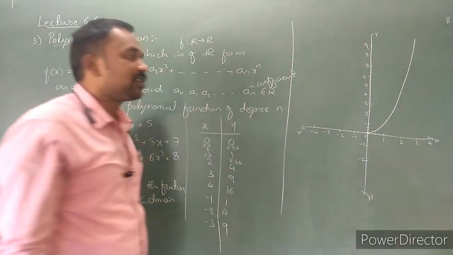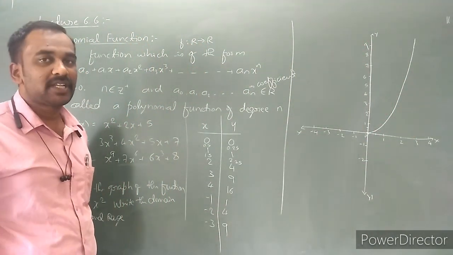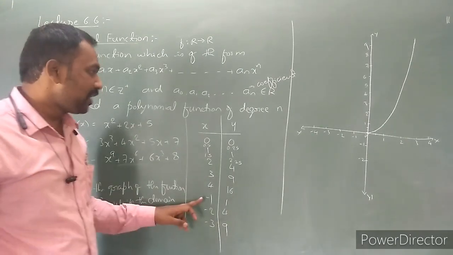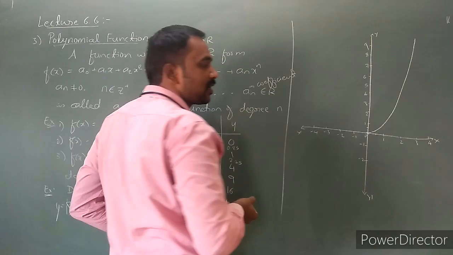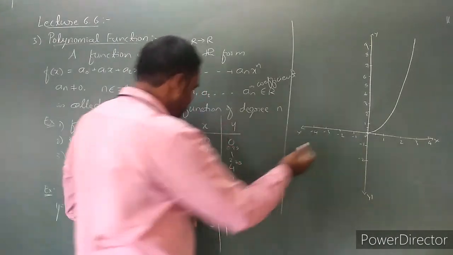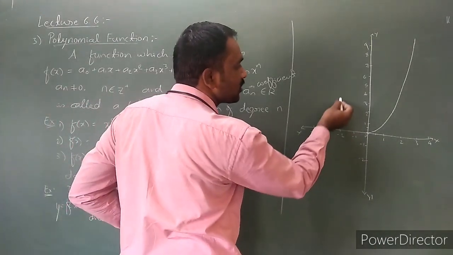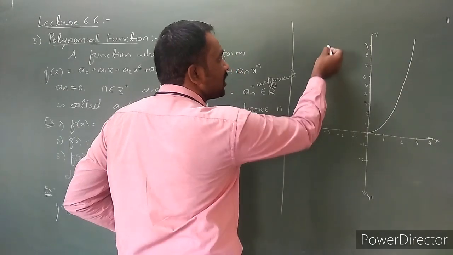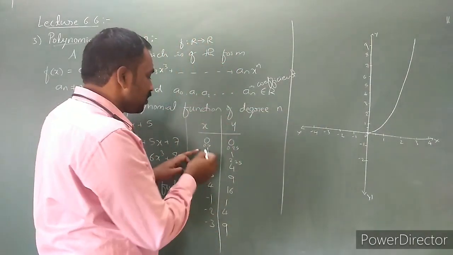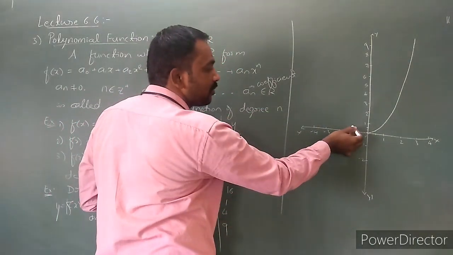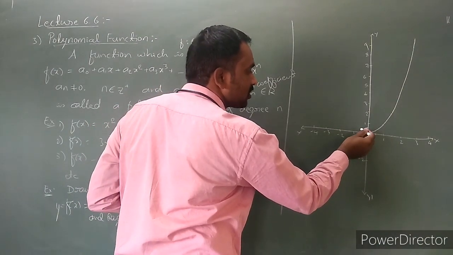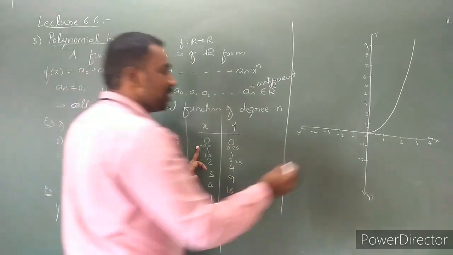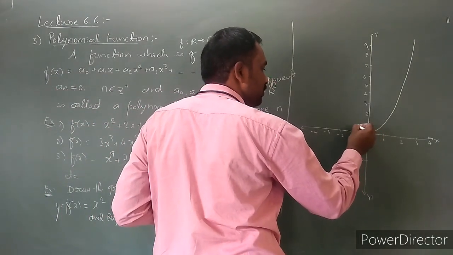This is how it extends on the positive side. Now come to the negative side. Minus 1: the x value is minus 1, the y value is plus 1, so minus 1 comma 1. The x value is minus 2, what is the y value? Plus 4, so minus 2 comma 4, minus 3 comma 9, like that. Similarly, minus 0.5 comma plus 0.25, minus 0.25 comma plus 0.25, like that. So here also all the values are like that.